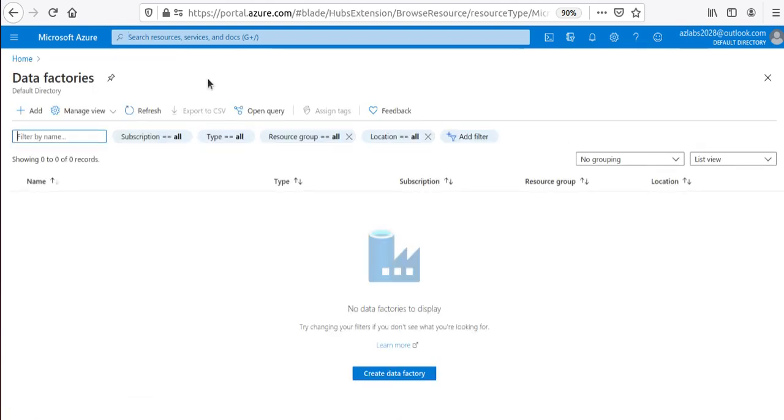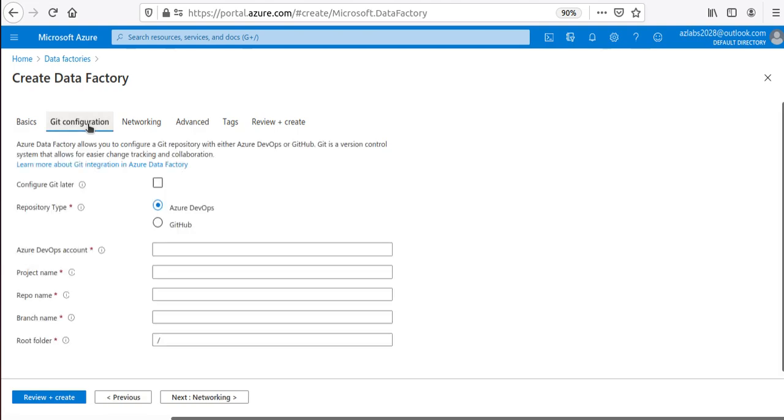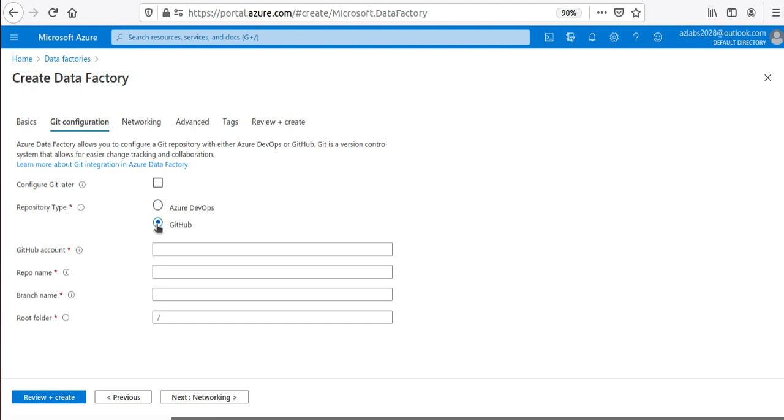Okay, so if you click on it again, if you create Azure Data Factory, you have a few more tabs in here. Basics is again region name, and you've got to choose. There are two different versions. Go with the V2, that's the default. Git configuration: if you have a Git configuration, you can get the project name, repo name, branch name, and all of that. You can use Azure DevOps or GitHub for your repository.